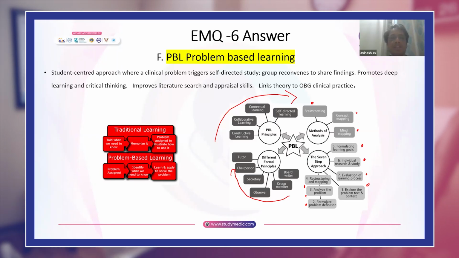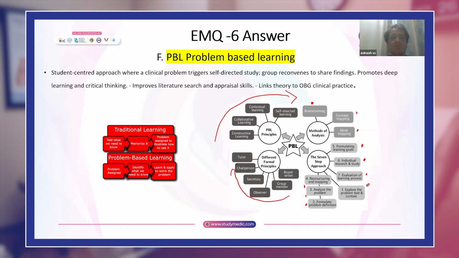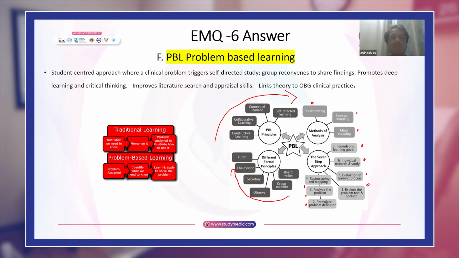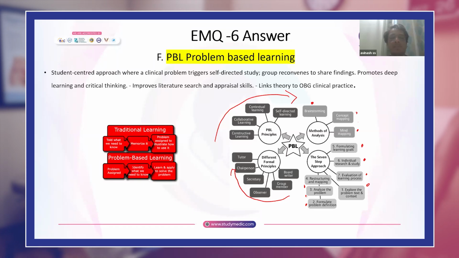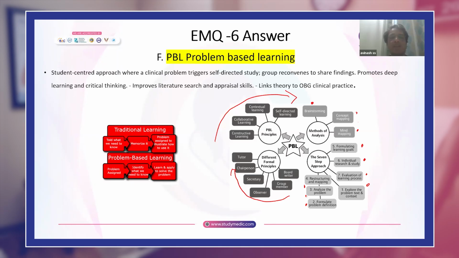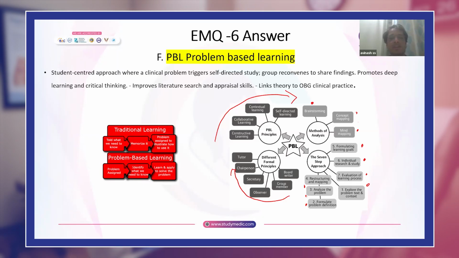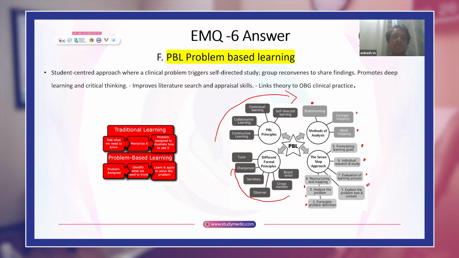Okay. While in traditional learning, we are told what we need to know, here the problem is assigned in problem-based learning. While in traditional learning, we memorize it, here we only find out the objectives and resources. In traditional learning, a problem is assigned to illustrate how to use this knowledge. Whereas here the problem is assigned first, and then through this we learn and apply to solve the problem. That is the difference in problem-based learning.